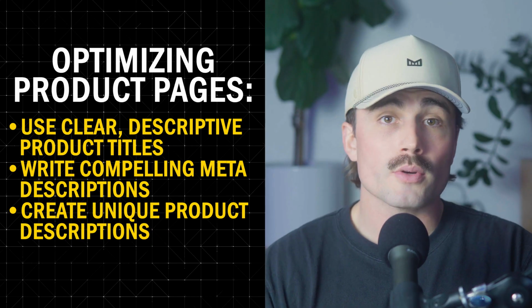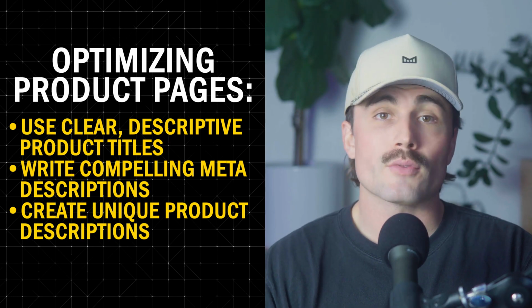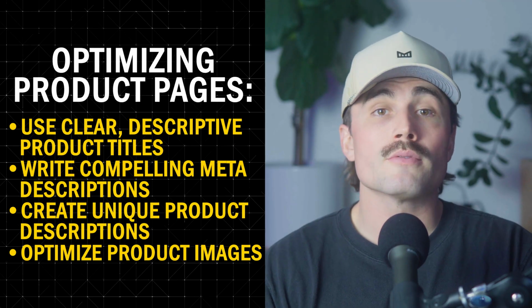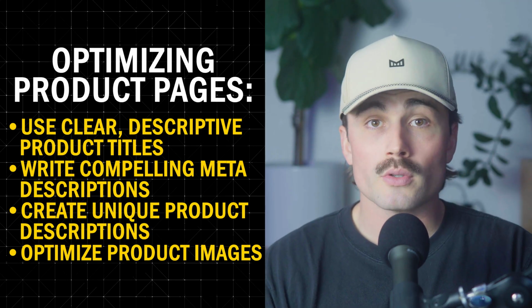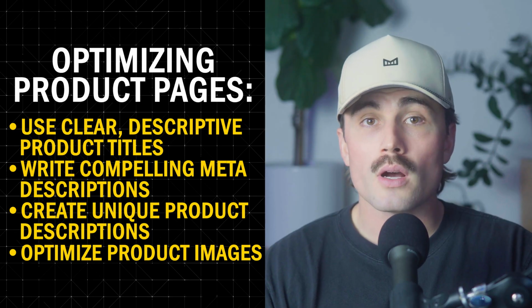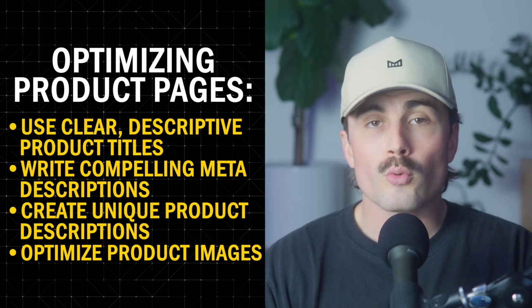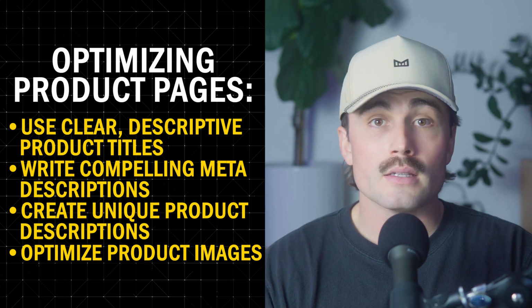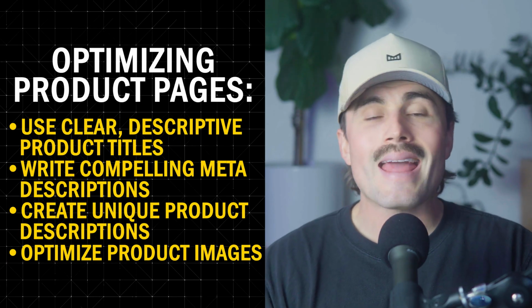If you sell similar products, write descriptions that highlight differences. Optimize images on your product pages. Upload high-resolution photos that show your product from multiple angles. Compress images before uploading to reduce file sizes and improve load times. Use descriptive file names like organic-cotton-t-shirt-blue.jpg and add alt text.